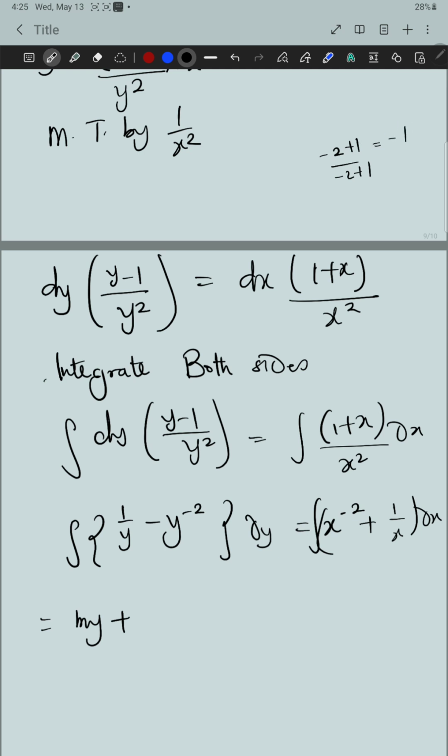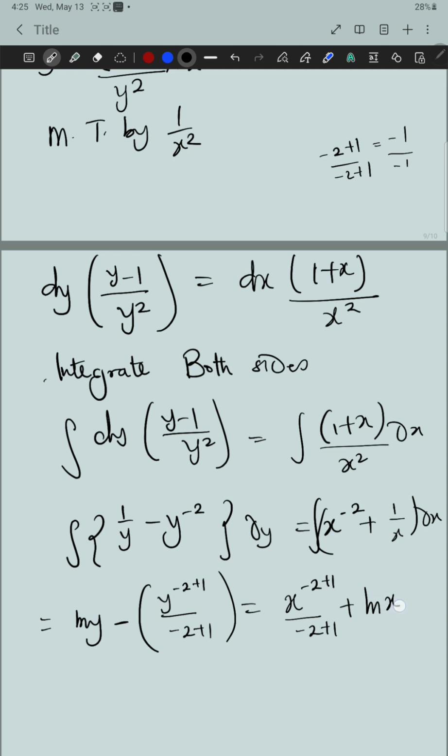This is a minus 1, right? Divided by minus 1. So this is minus into the bracket of y raised to power minus 2 plus 1 divided by minus 2 plus 1. Are you following? I want to break this down. If you integrate this, you're going to have x raised to minus 2 plus 1 divided by minus 2 plus 1 plus ln x. See that? Plus ln x plus c.